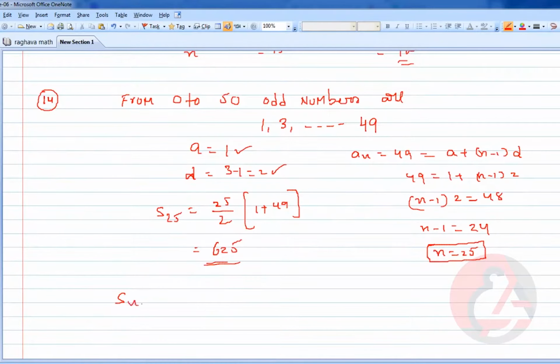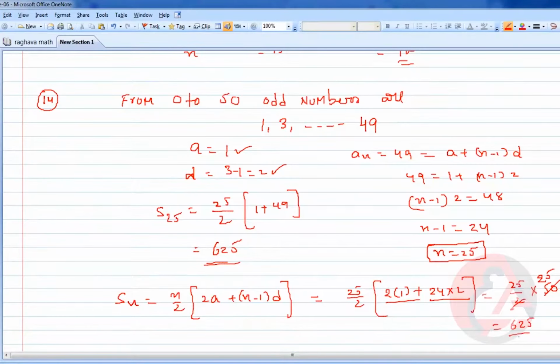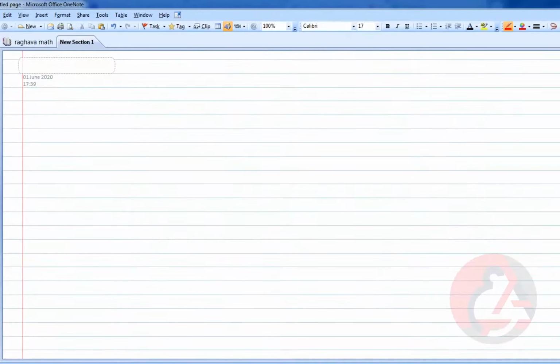Sn is equal to n by 2 into (2a plus (n minus 1) into d). That will be 25 by 2 into (2 into 1 plus 24 into 2). 24 into 2 is 48, 48 plus 2 is 50. So 25 by 2 into 50 is 625. So in both methods we got the same answer. I'm moving to the next question.